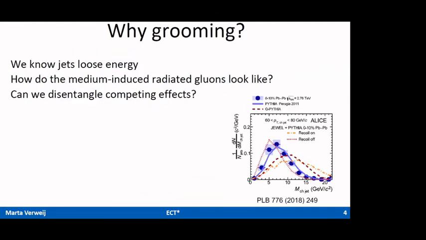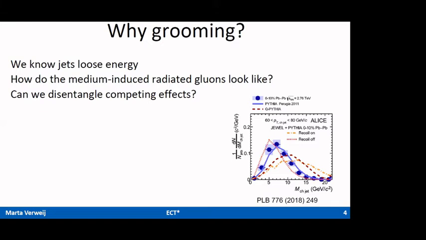Okay, so why grooming? We know the jet loses energy. One thing we are really after is what this medium-induced gluon spectrum really looks like. Of course, we have theoretical calculations, so we would like to understand which one is correct and what the important aspects are. And at least my personal hope was that by doing grooming, we would be able to isolate the individual radiated gluons, which is necessary because if you don't isolate them, you get competing effects.